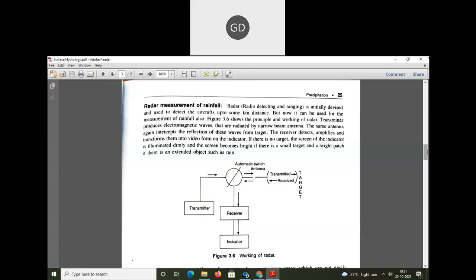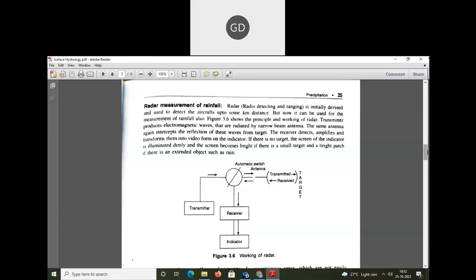Here the transmitter is there. You can see this transmitter is producing the electromagnetic waves. Those electromagnetic waves are radiated by narrow beam antennas fixed there, as you can see. The same antenna again intercepts the reflections coming back from the waves and from the target. Then the receiver detects those reflections and transforms them into video, in the form of indicators.